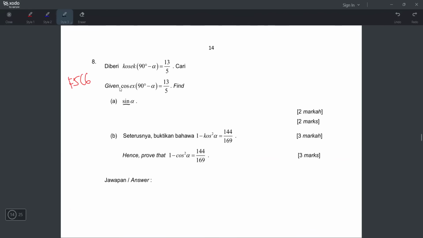So you have to draw. For this type of question, you must draw. And when you draw, you have to label the information that they give you, and usually they will tell you which quadrant the angle is in. And then you just put it there.